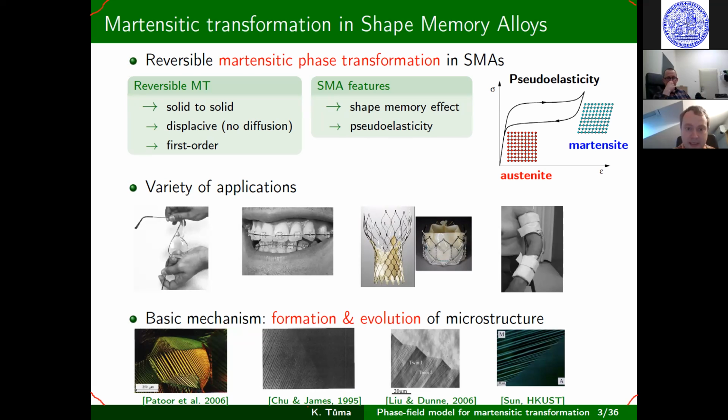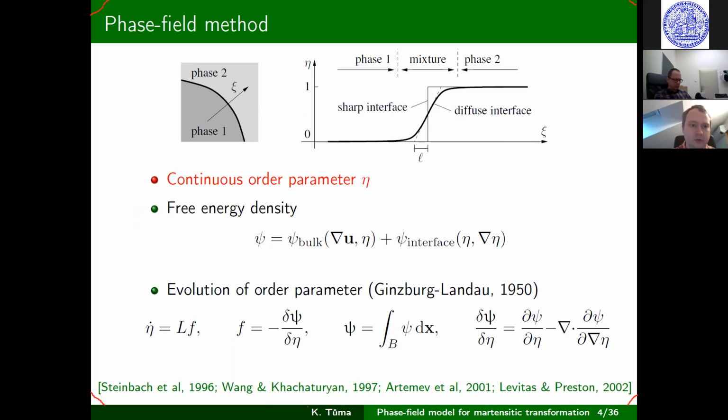However, we are not interested in such applications. We are interested rather in what is happening at the microscopic level, and we want to understand the formation and evolution of microstructure. So here are some pictures of the microstructure, and in order to simulate or model this microstructure, we decided not to use a sharp interface approach, which can be quite difficult. We decided to use the phase field method, where the interface is diffuse, not sharp.